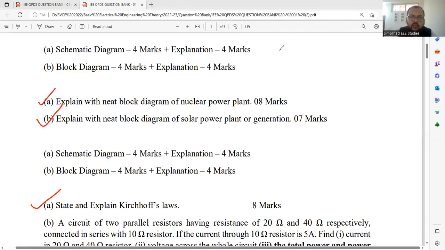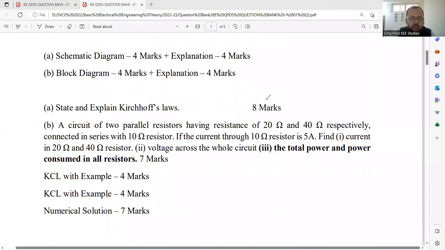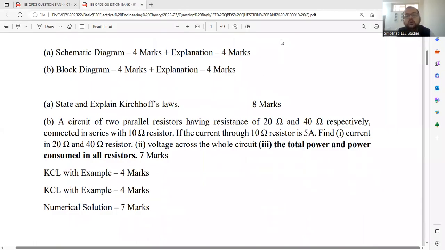Another important question I will be telling you, a problem related to Kirchhoff's law. A problem related to KCL, and also related to the current division rule. All the things can be applied for this particular problem. First, what you are supposed to do is read the question properly and convert the sentences into a mathematical diagram.